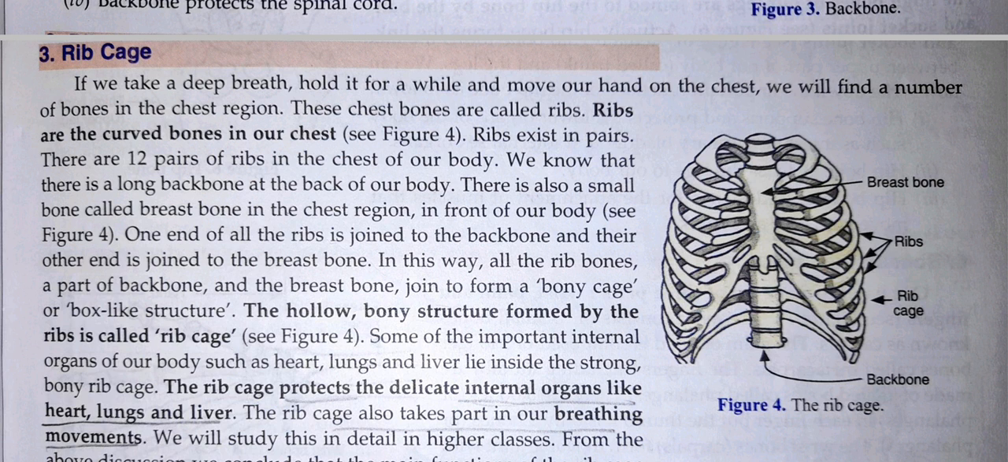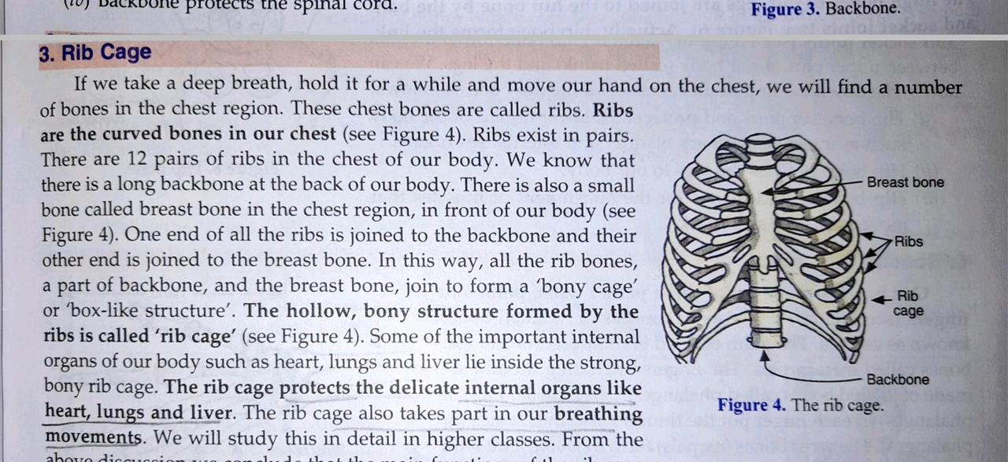Sometimes, if we take a deep breath, hold it for a while, and move our hands on the chest, you will find a number of bones in the chest region. These bones are called ribs. Ribs are the curved bones in our chest. See, they are curved bones and they form a cage-like structure. Because of that, it is known as the rib cage. Ribs always exist in pairs. There are 12 pairs of ribs in the chest of our body.